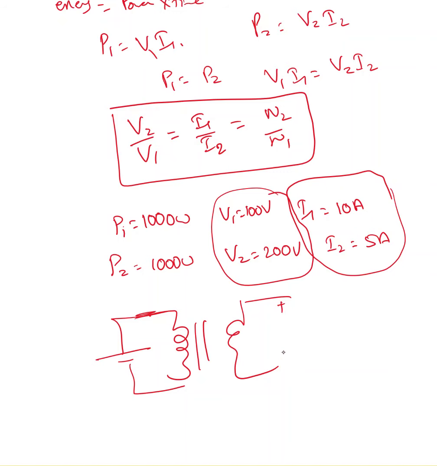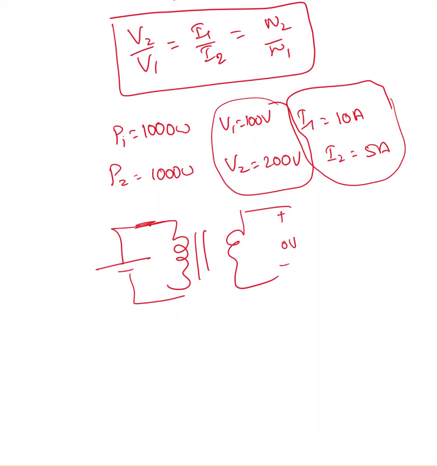So there won't be any EMF induced here, because when we connect a DC, there is no rate of change of magnetic field. Since there is no rate of change of magnetic field, there won't be any voltage induced in the secondary. Now it's going to act like a short circuit, and a huge amount of current is going to pass through it, and it will damage the transformer. So never ever connect a DC to a transformer. If you connect a DC to a transformer, it will blow up the transformer.